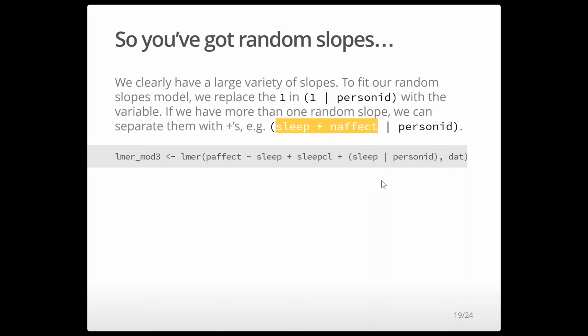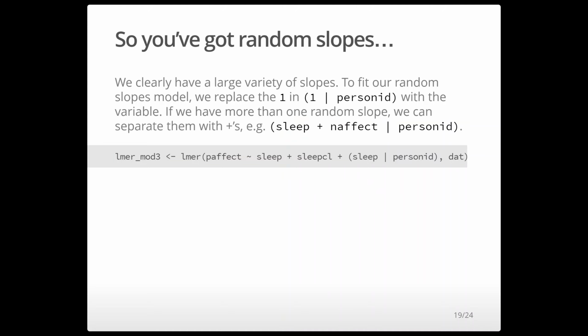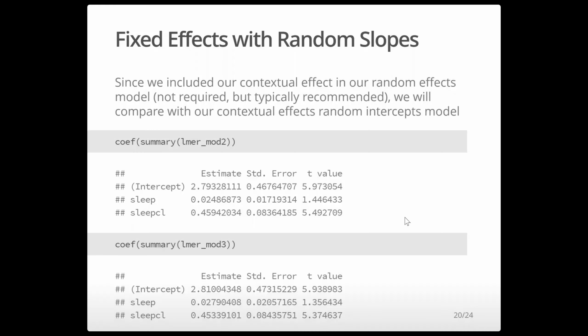For example, with the plus sign, here we just have sleep, so we're modeling sleep plus the contextual effect of sleep. And remember, this is a level 2 variable, so it doesn't get random slopes. And then we have random slopes for sleep. So now we can compare this to the contextual effects model we fit before that only had random intercepts.